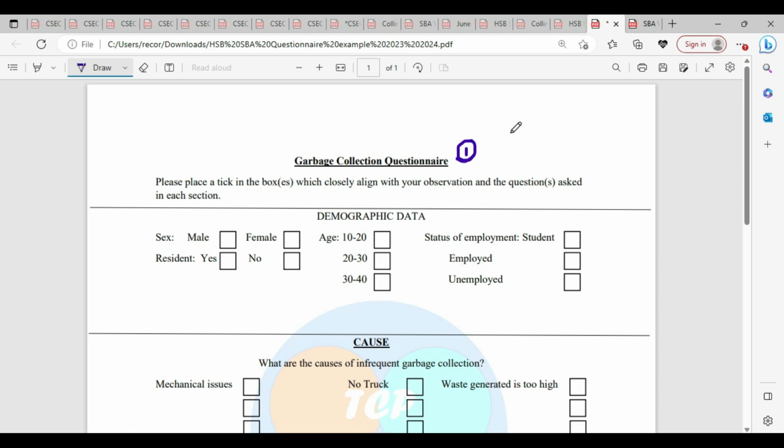The next thing you want to have on your questionnaire is, of course, detailed instruction to your respondent as to what they should do. Here we are saying, please place a tick in the boxes which closely align with your observation and the questions asked in each section. Now, this questionnaire is particularly divided into 4 parts. The first part looks at your demographic data. Now, the information contained here in the demographic data is not exhaustive. So it means that more could be added.